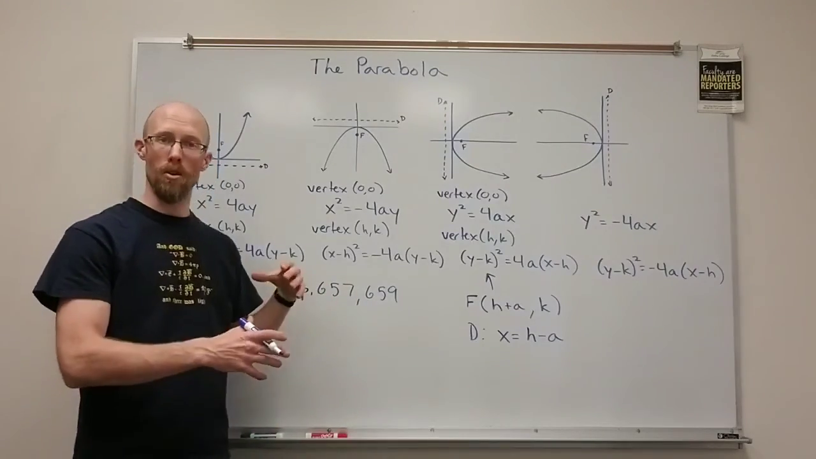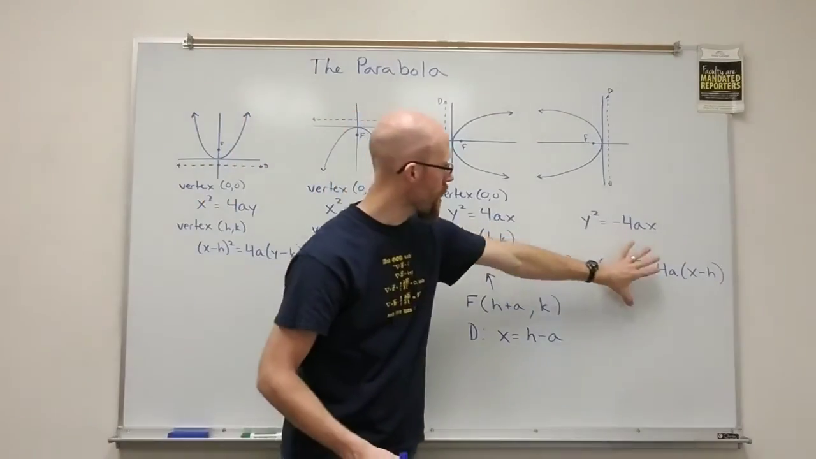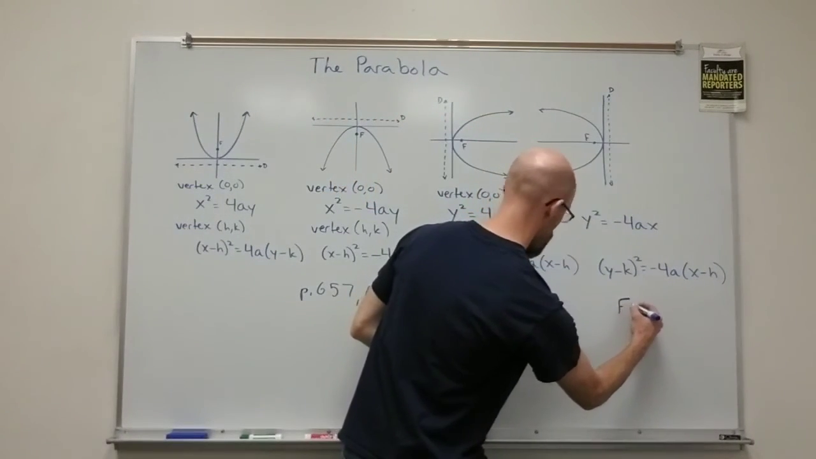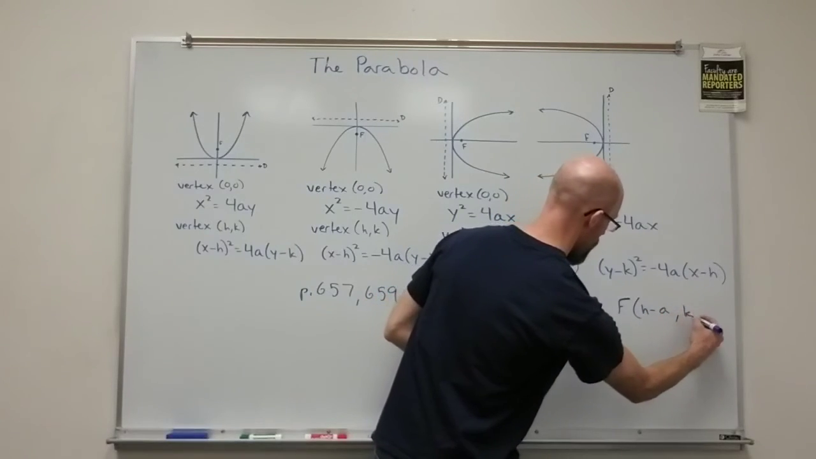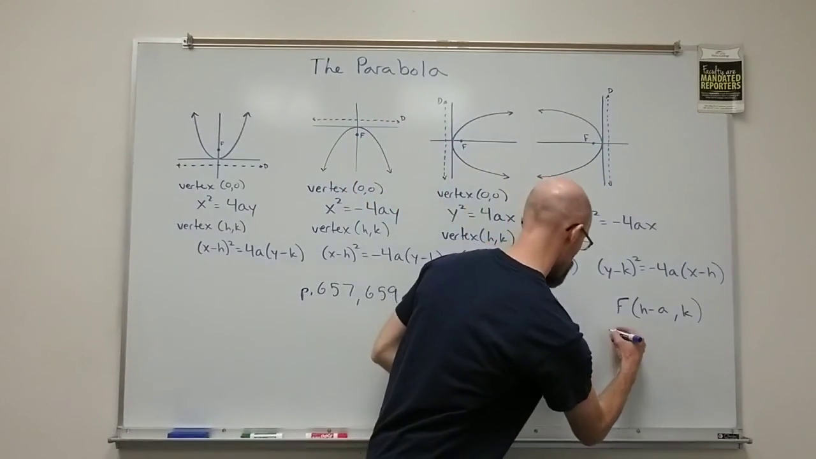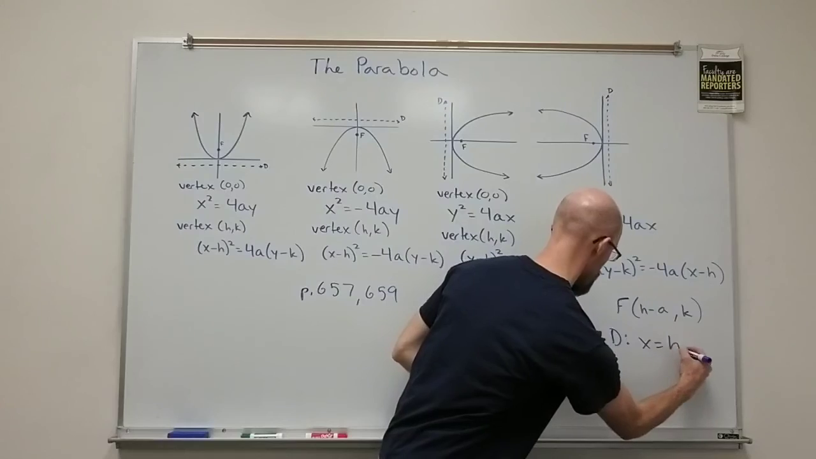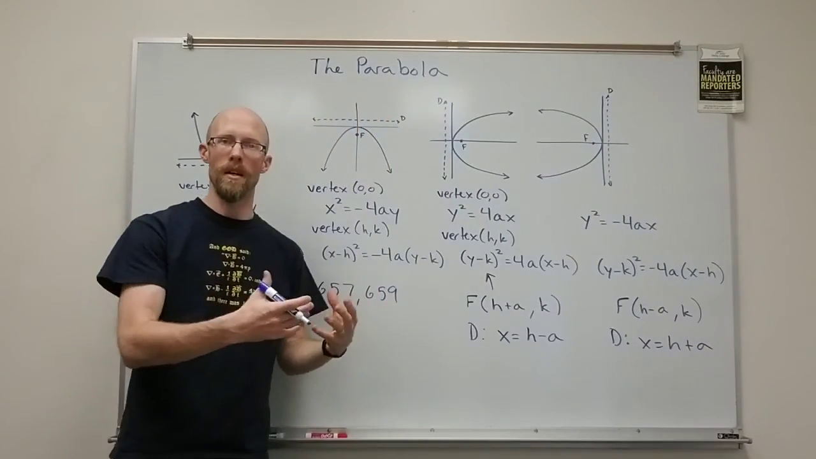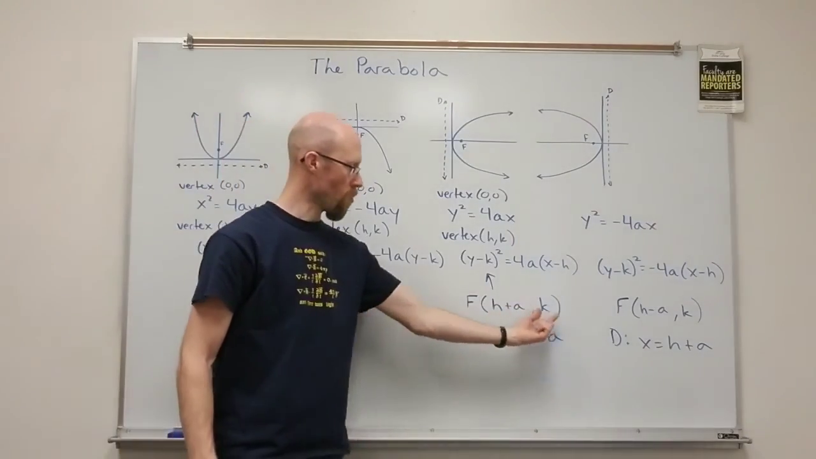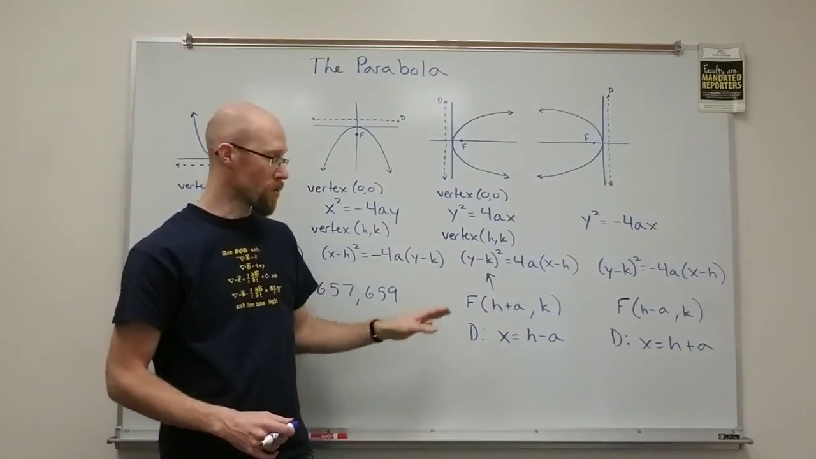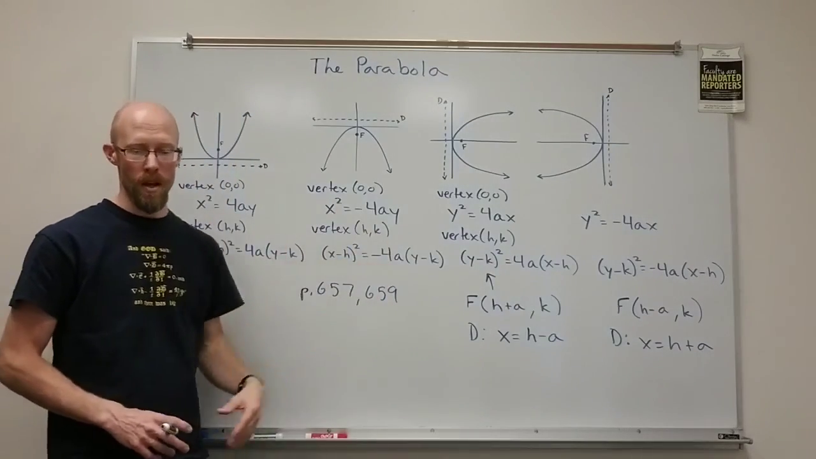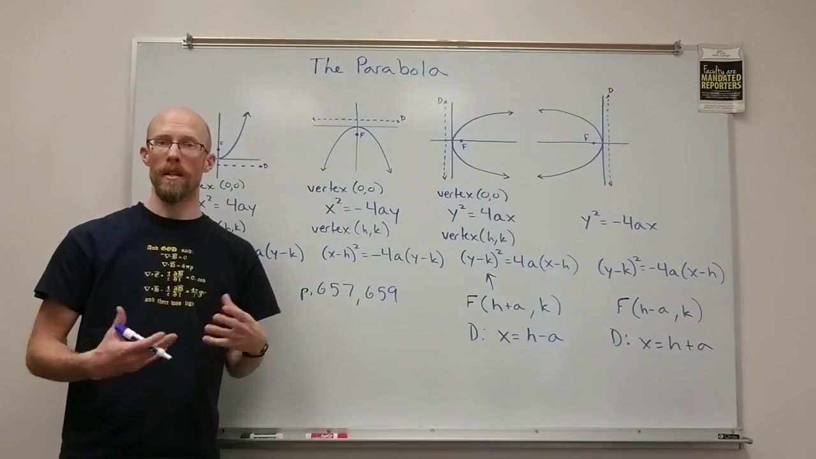And you can make the corresponding adjustments for each of these graphs here, because everything is flipped around. The focus would be h minus a comma k, because now the focus is on the left and the directrix is on the right, and so the directrix would be x equals h plus a. And so you just make the corresponding adjustment to find the coordinates of those features of the graph, the vertex, the focus, the directrix. And you can do that for all four of these, and the two tables in the book lay out the details of those.